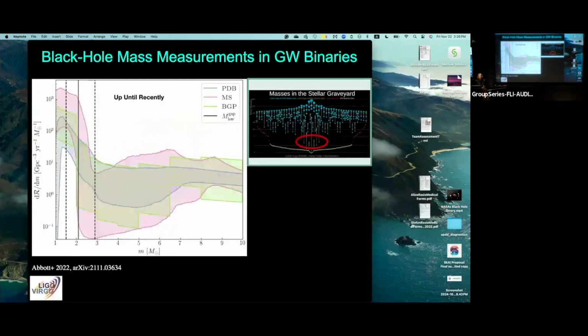Now, gravitational waves. What time is it? Oh, the clock really goes down. Yikes. Okay.